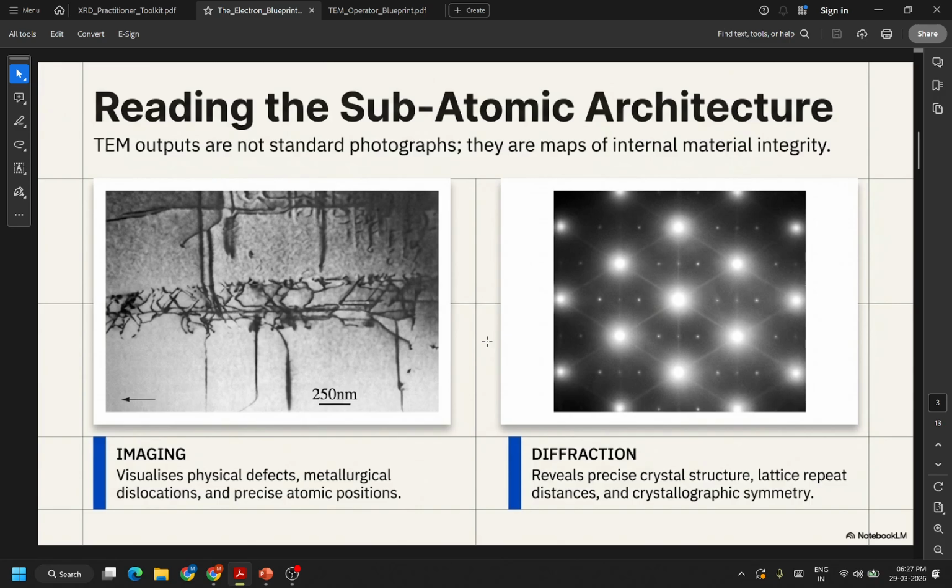They are not just photographs; they are maps of internal material integrity. So what's inside the material you can understand using TEM.